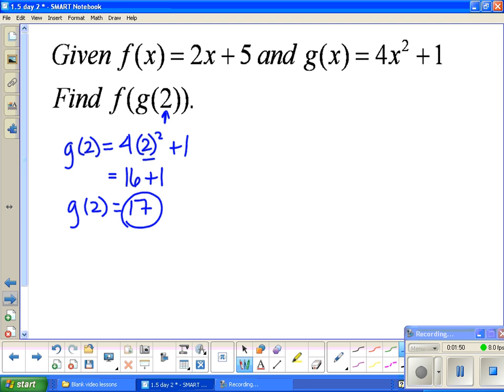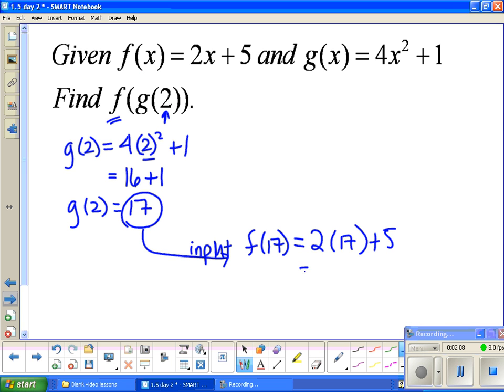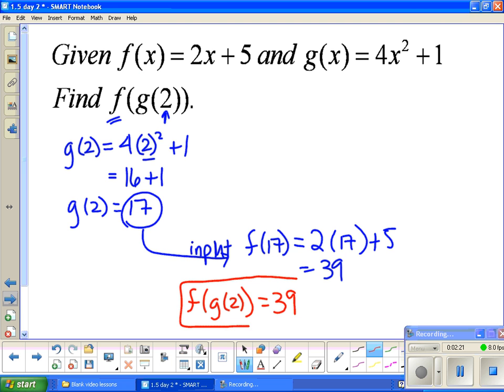This is my output. It now becomes my input for f. So I'm looking at f of 17. So f of 17 is 2 times 17 plus 5. That would be 34 plus 5, 39. So the composition function evaluated at 2, f of g of 2, is equal to 39.